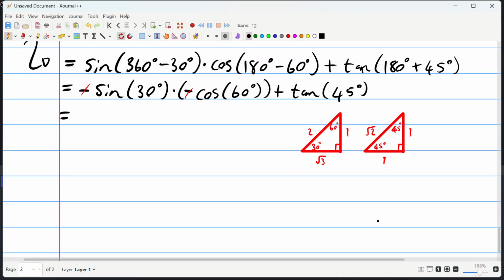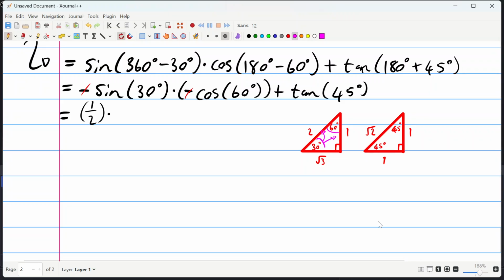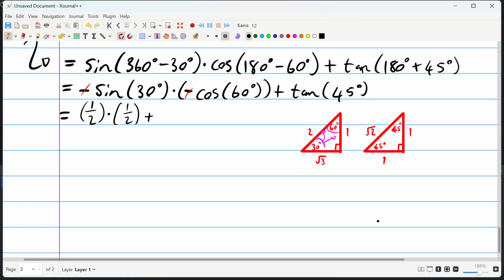Okay, sine of 30 degrees, right? Where's 30 degrees? 30 degrees is right here, right? So we need to find out, remember sine is opposite over hypotenuse. So it's going to be opposite divided by hypotenuse. We have 1 over 2, okay? So meaning we're going to have 1 over 2 multiplied by cos of 60 degrees. We know that 60 degrees is right here, and cos is adjacent over hypotenuse, which is also 1 over 2. Okay, and then we have plus tan of 45 degrees.